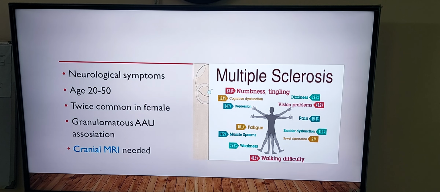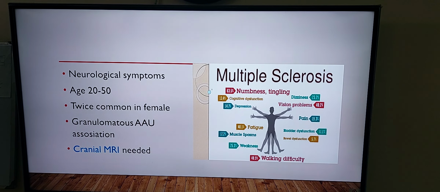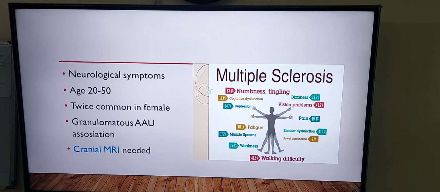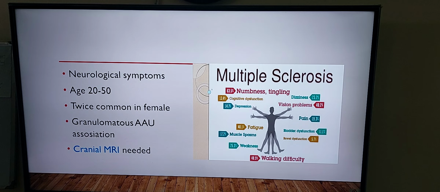Multiple sclerosis, these patients will present with neurological symptoms, fatigue, numbness, tingling, weakness or walking difficulty, and mostly the age group is 20 to 50 years, and it is twice as common in females as compared to males. There is also acute anterior uveitis, which is granulomatous. We need cranial MRI for the diagnosis.